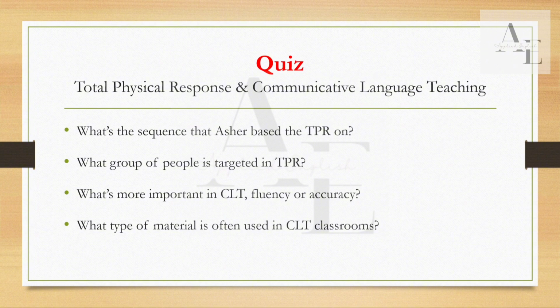So what's the sequence that Asher based the total physical response on? So Asher based his method on a particular sequence. So what was it? What group of people is targeted in total physical response? And what is more important in communicative language teaching? Fluency or accuracy? So they focus on one aspect more than the other. And finally, what type of material is often used in communicative language teaching classrooms?